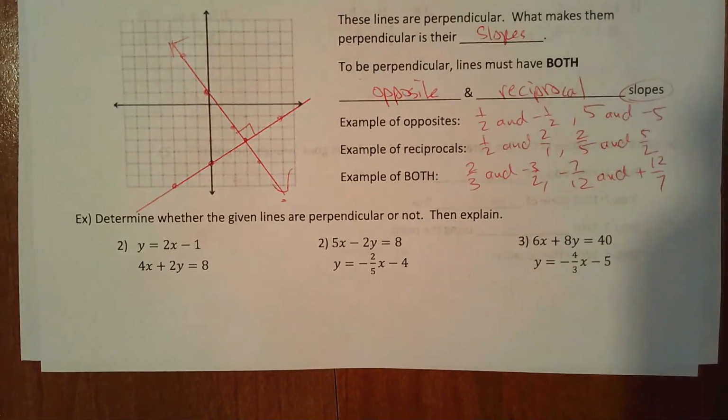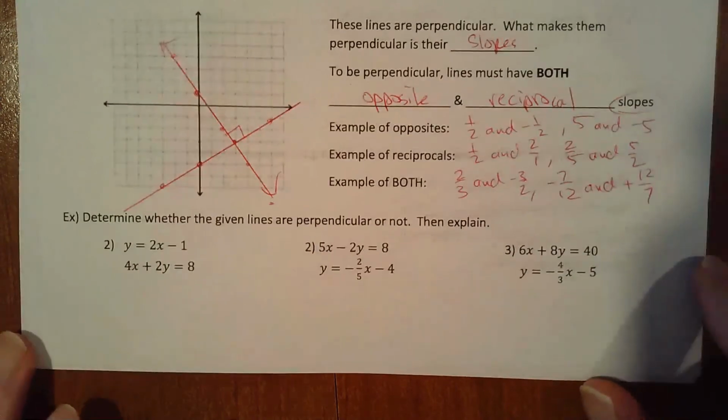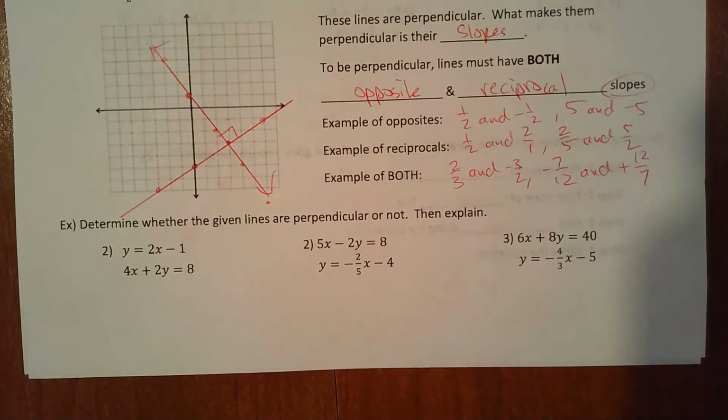We're looking for opposite reciprocal slopes. We don't care about the y-intercept, because they could be the same, they could not be the same. So we're not going to worry about it. Just the slopes is all we have to worry about for perpendicular.